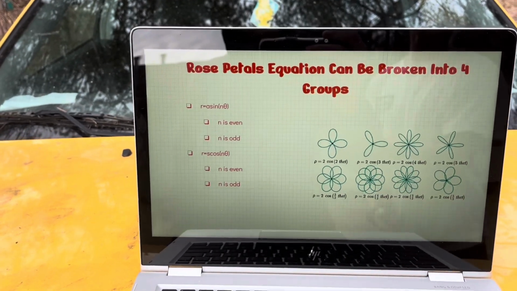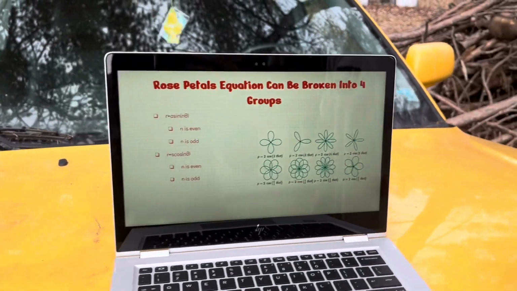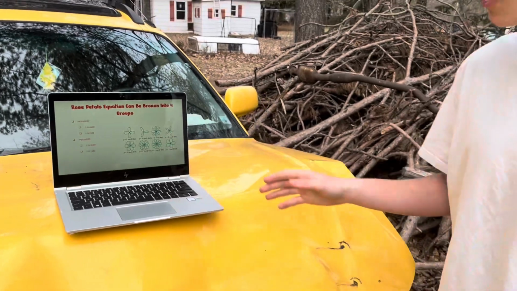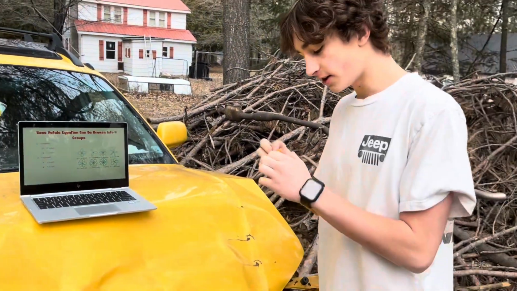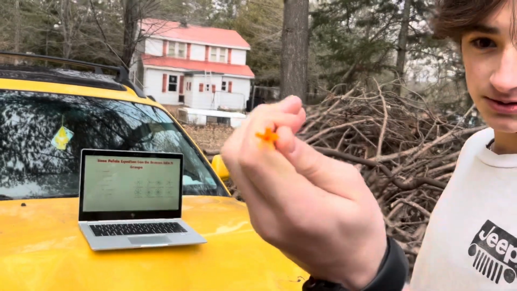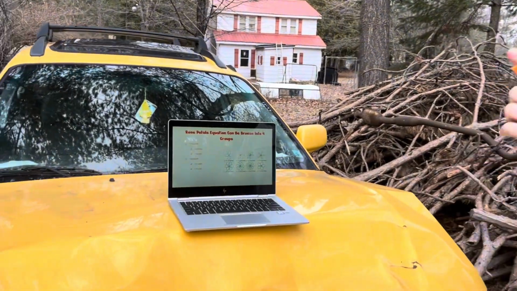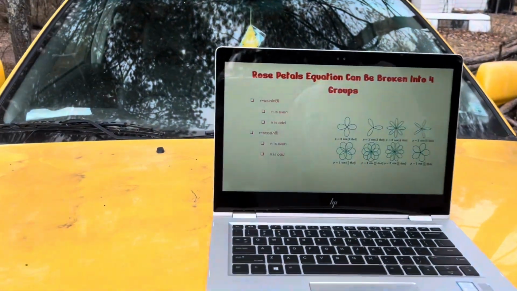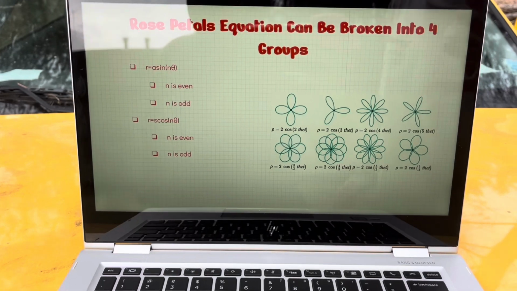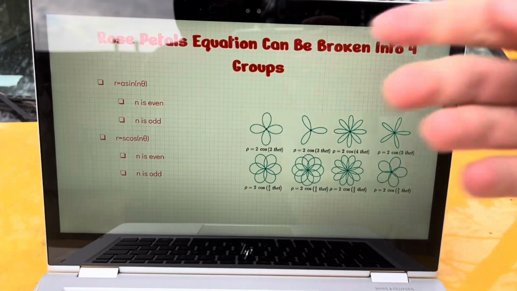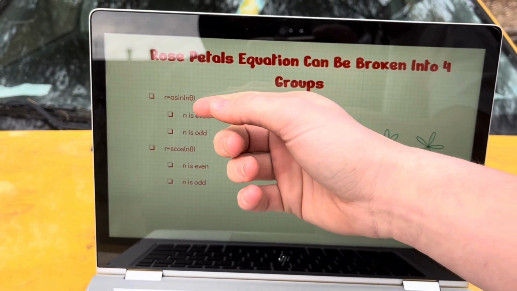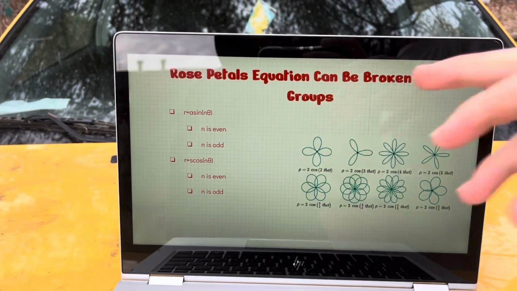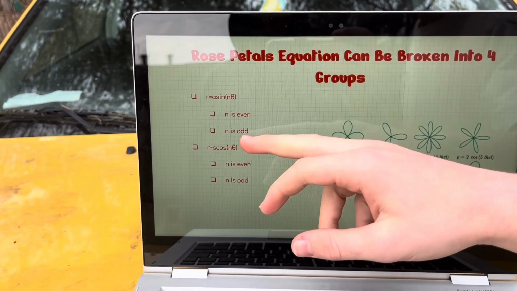So, rose petal polar equations. This is just the basic concept of what they look like. As you can see here, this one's got 5 petals right here on my T. That's a good one to swing at. But there's 4 different groups they can be broken into. And here's the base, the main formula for it. You can either have a sine or a cosine.